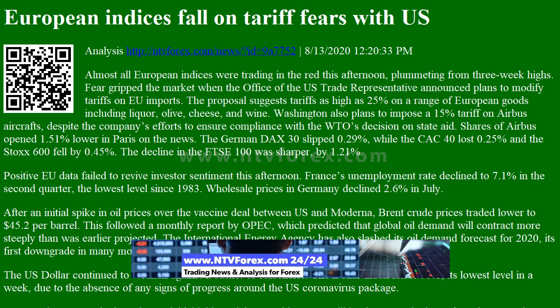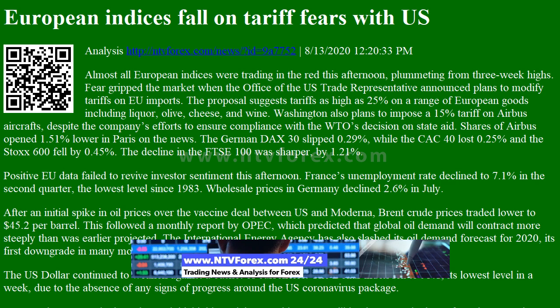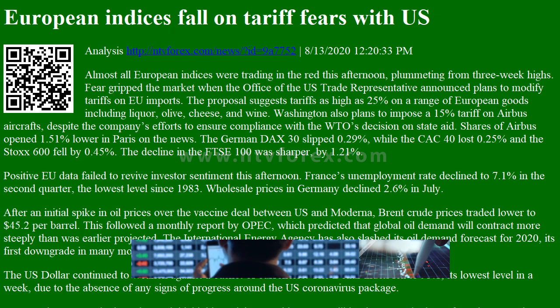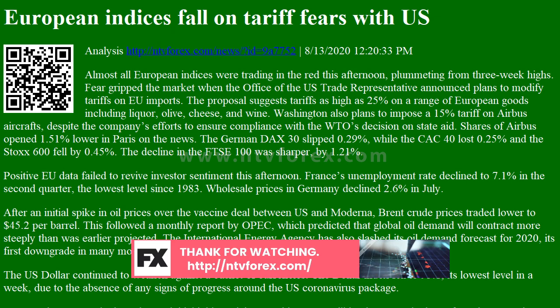Fear gripped the market when the office of the US Trade Representative announced plans to modify tariffs on EU imports. The proposal suggests tariffs as high as 25% on a range of European goods including liquor, olive, cheese, and wine. Washington also plans to impose a 15% tariff on Airbus aircraft, despite the company's efforts to ensure compliance with the WTO's decision on state aid. Shares of Airbus opened 1.51% lower in Paris on the news.